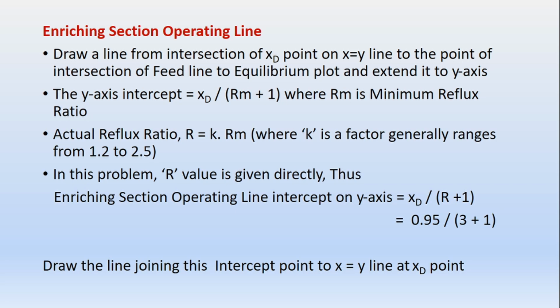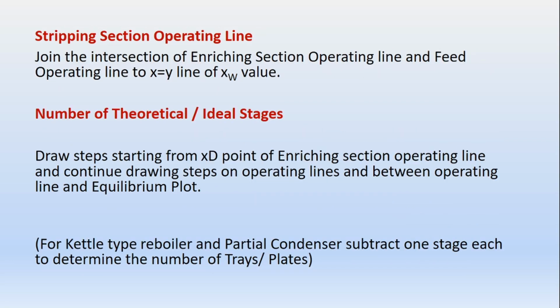But in this problem, we are given the value of the reflux ratio, R, directly. And this value is given as 3. So we can find out the intercept of the enriching section operating line on the y-axis directly by xt by R plus 1, which is 0.95 by 3 plus 1. And this value works out to be 0.24. Okay, so draw a line from the xd equal to yd point, which is on the x equal to y line. Okay, and join the intercept, which is the 0.24 value on the y-axis. So you get the enriching section operating line.